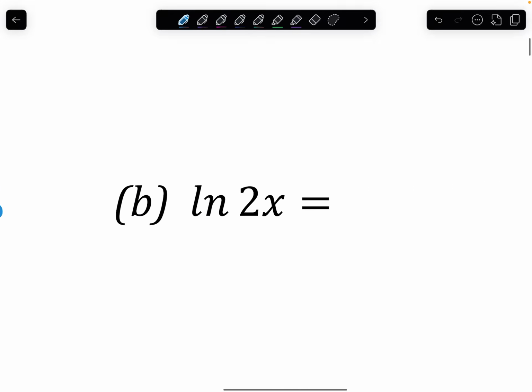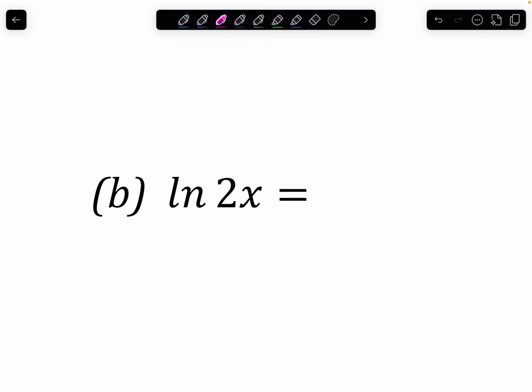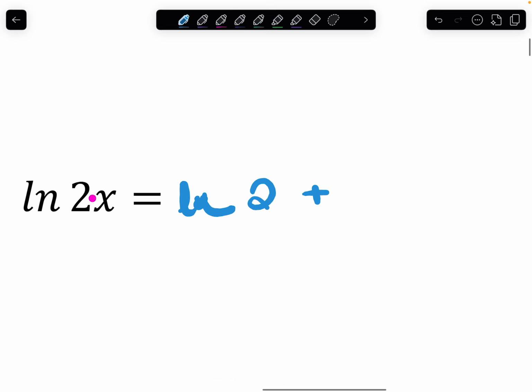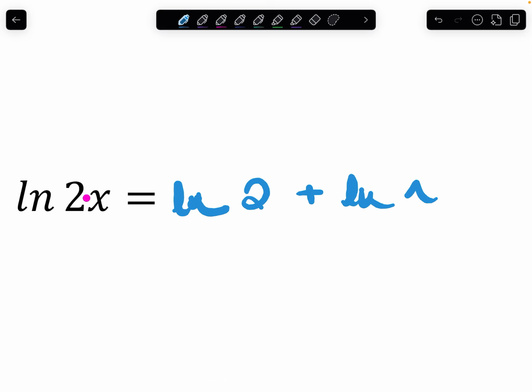Next one. Natural log of 2x. Remember, 2x is 2 times x. So we would change to the natural log of 2 plus the natural log of x.